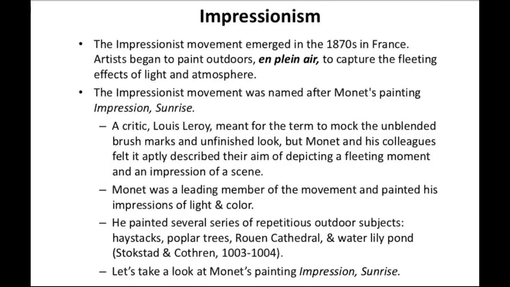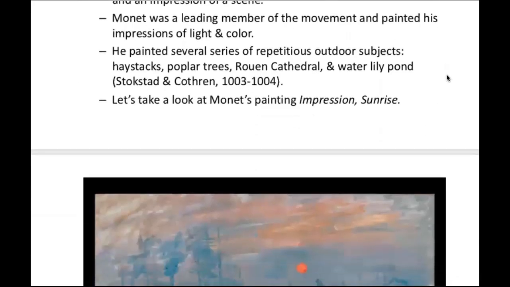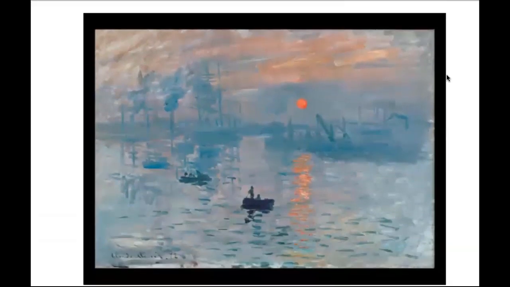Monet was a leading member of the movement and painted his impressions of light and color. He painted several series of repetitious outdoor subjects: haystacks, poplar trees, ruined cathedral, and water lily pond. Let's take a look at Monet's painting, Impression Sunrise.